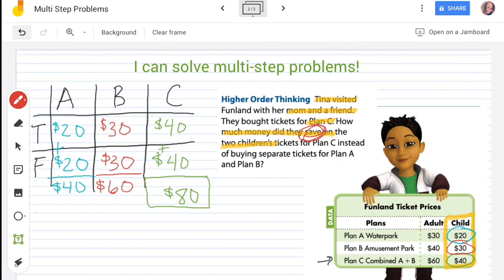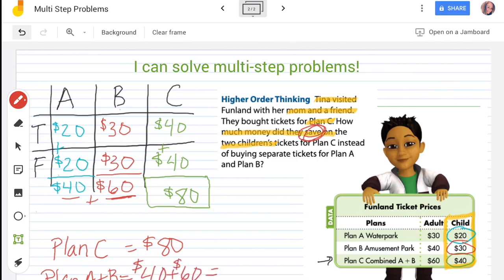Okay, well, we know that Plan C costs $80. We also know that Plan A was $40 and Plan B was $60. If I want to know combined what Plan A and Plan B cost together, I need to add those two. 40 plus 60, Plan A and B equals $40 plus $60. And that equals what?